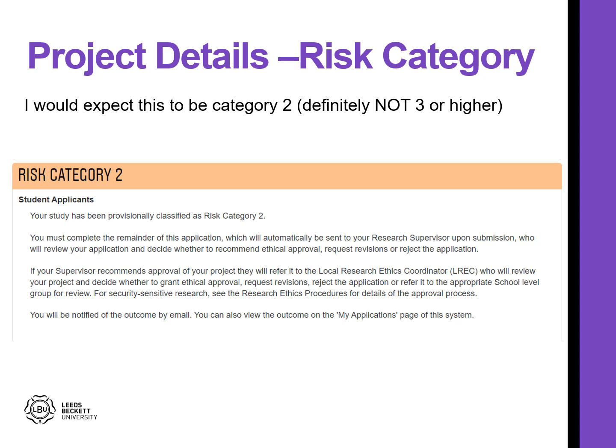If this system comes up with risk category 3, you're not going to get ethical approval for this assignment. So you need to go back, look at the answers you've given, and make sure that you understood them. If you still think it's 3, then you're going to talk to the module leader, but it is almost 99% sure that you will be 2.